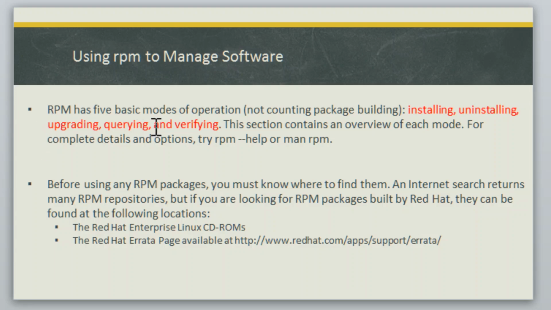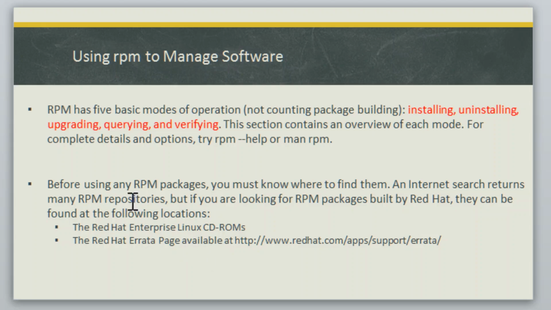RPM has 5 basic modes of operation, not counting the package building. So there's installing, uninstalling, upgrading, querying, and verifying. The first few kind of speak for themselves. Querying is how we look to see if a package is on a system. And verifying is how we make sure that package is actually installed on the system. So this section is going to contain an overview of each mode. For complete details and options, I would do an rpm --help to really see how to actually use that command.